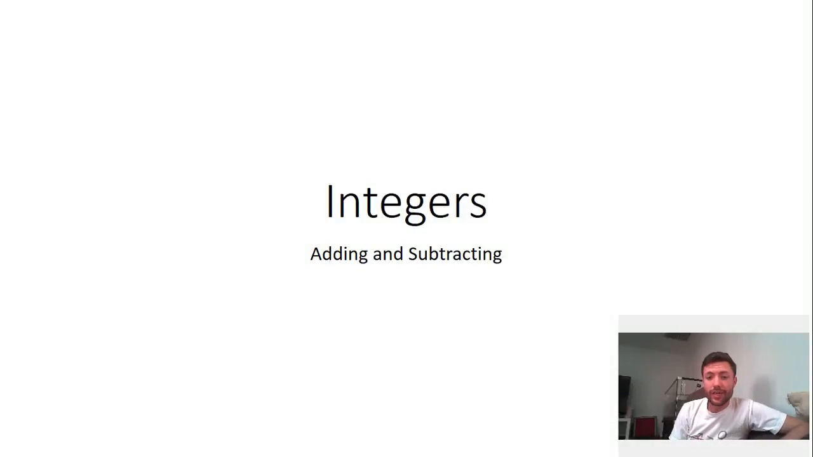Hi guys, we're going to look at integers, in particular adding and subtracting. So integers, we're just looking at whole numbers.